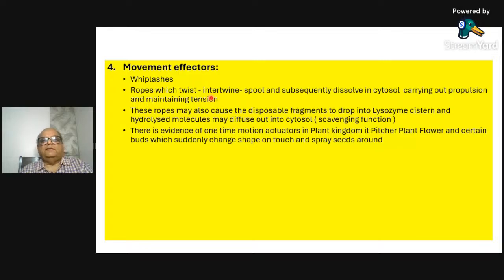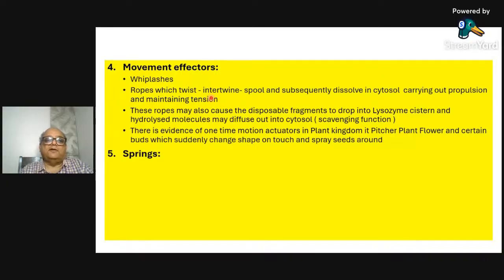There is evidence of one-time motion actuators in the plant kingdom. For example, there are carnivorous plants like the pitcher plant, which have a one-time closure of the lid. Okay, and then there are certain buds. If you touch them, they suddenly change shape violently and spray the small seeds around. Okay, so there are evidences in the plant kingdom of some movement-causing elements which operate one time.